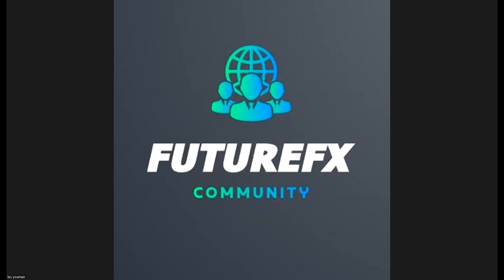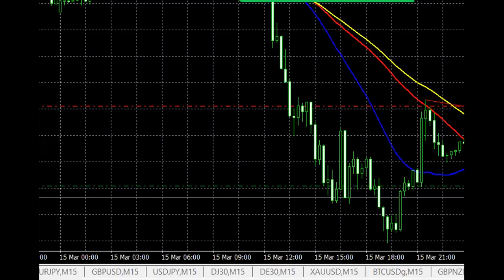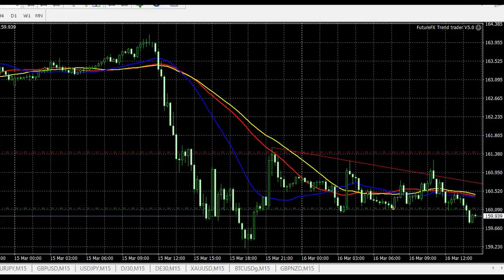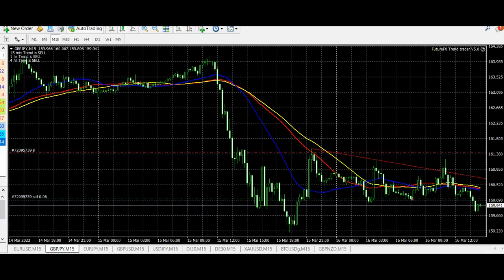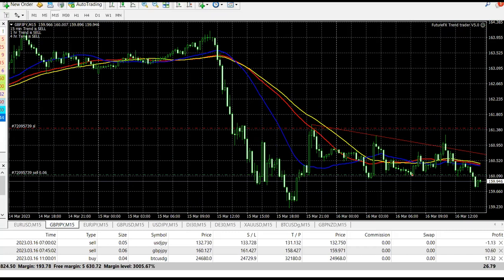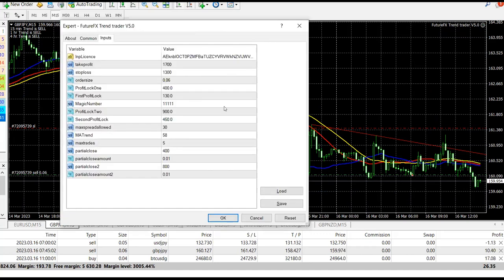Let me just share my screen. Oh, it's not sharing much of my screen. Okay, that'll do. Okay, so a few things I want to touch on. I'm mostly just going to go through all the settings one by one for Trend Trader.